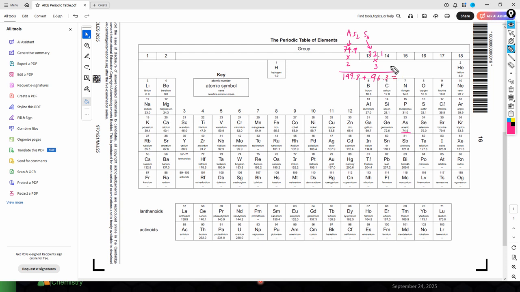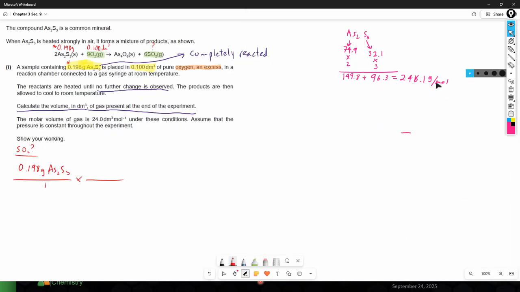And then we add those up to get the molar mass of the whole compound, which is 96.3 plus 149.8 gives us 246.1 grams per mole. This is the molar mass of the As2S3. So retire this periodic table here, and we have that number there, so we can work with that.